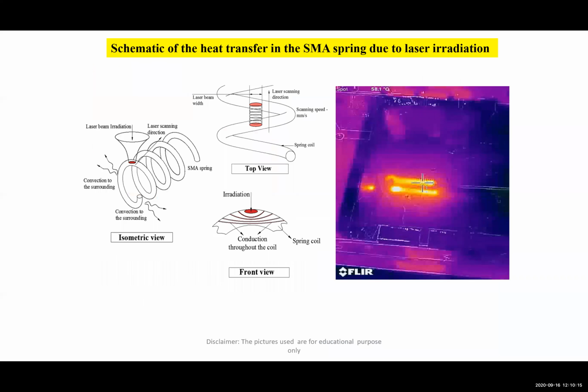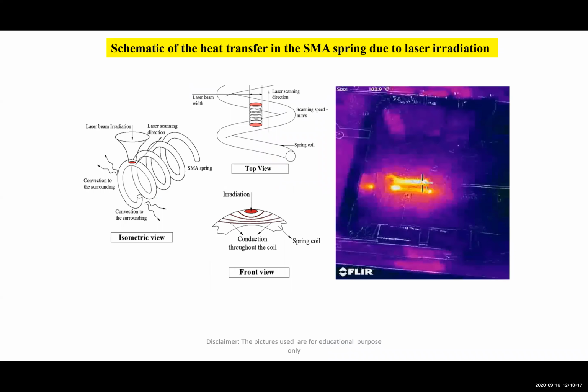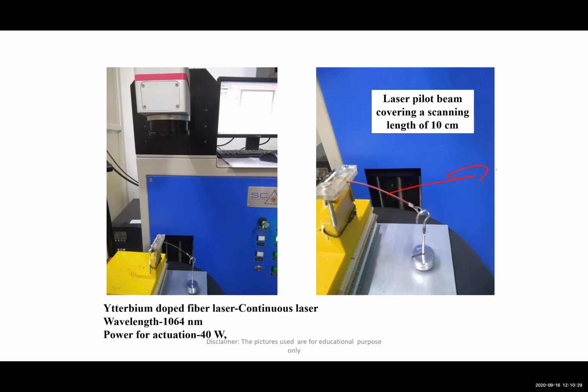So in this, this is how our spring was there. And we were just trying to scan through the laser. And from this scanning, we were trying to study the life cycle behavior of it. So this is our SMA structure, which we have fabricated using additive manufacturing. And this is a load which we used for testing our characteristics.